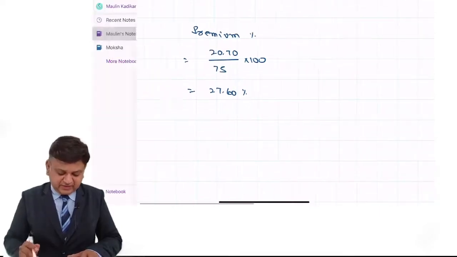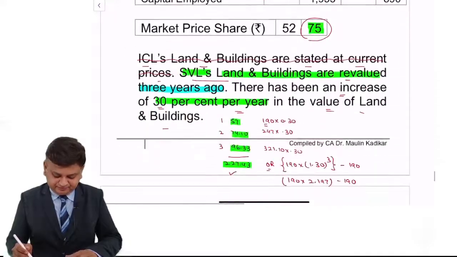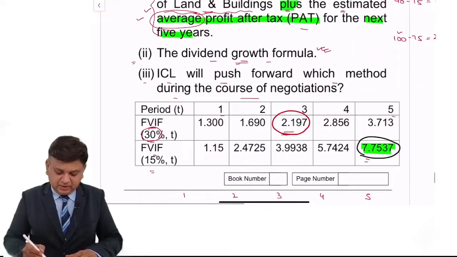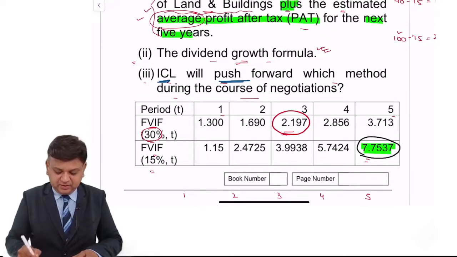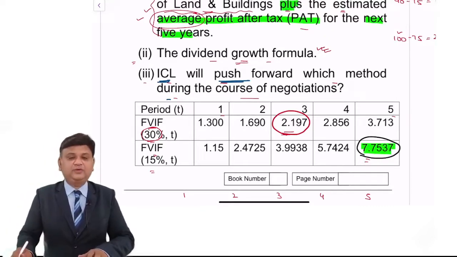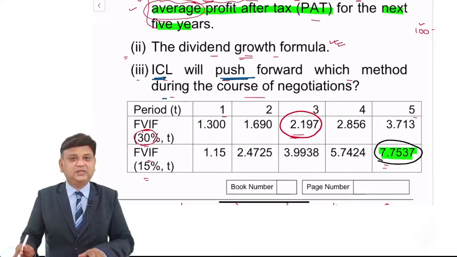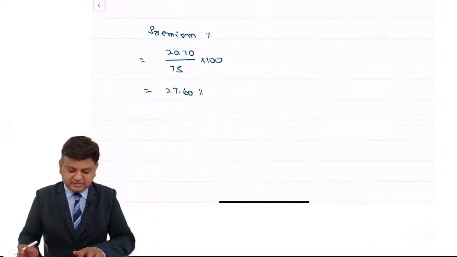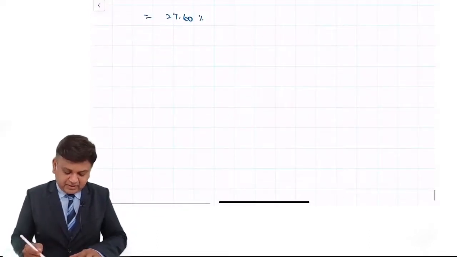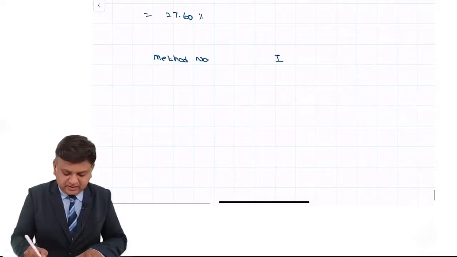Now, after making this calculation, the question provides further that ICL, means acquiring company, will push forward which method during the course of negotiation. So between both of them, which method is to be put forward for the purpose of acquisition? That is the question. Now we have already calculated the premium by using method number 1 and method number 2.